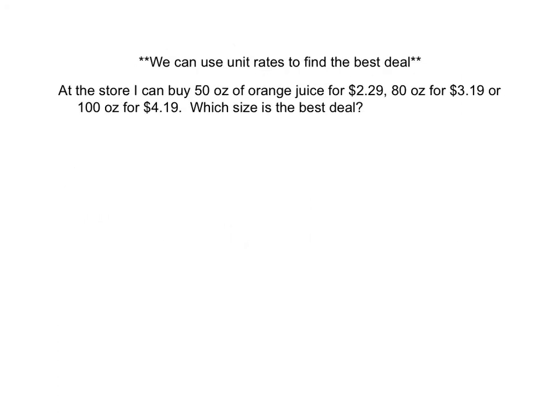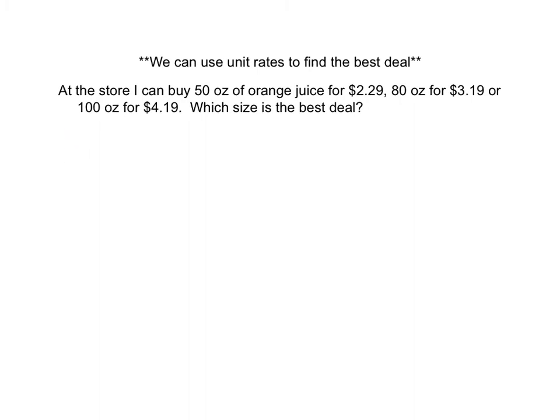Now the big thing with unit rates is that we can use unit rates to find the best deal when we are shopping. So you can go ahead and pause the video, try this one out, and see how you do with it. So at the store I can buy 50 ounces of orange juice for $2.29, 80 ounces for $3.19, or 100 ounces for $4.19. I want to know which size is the best deal. So I'm looking at the price per ounce.